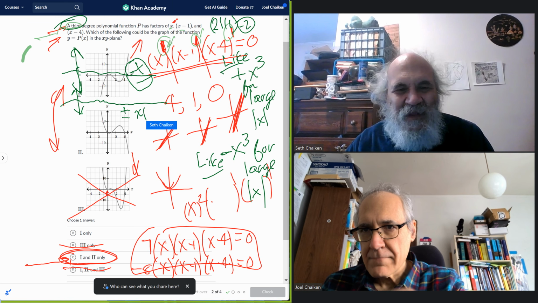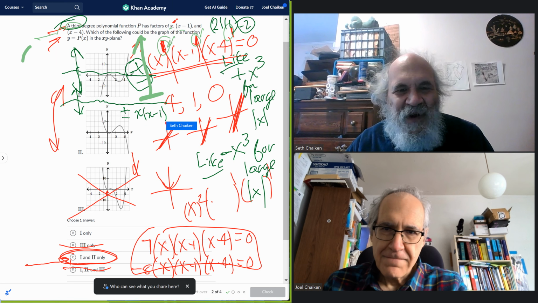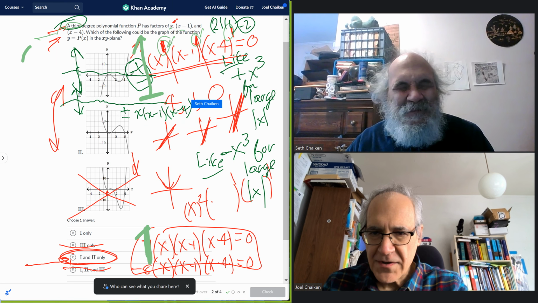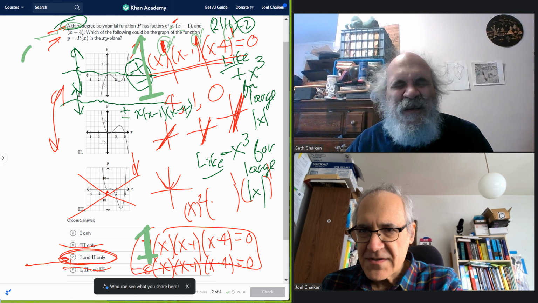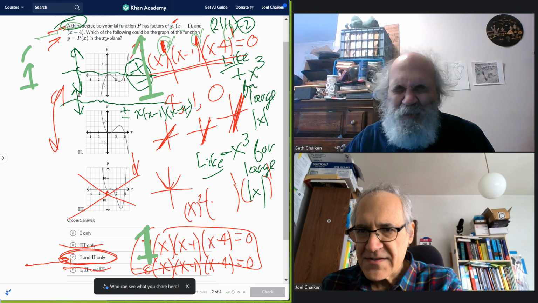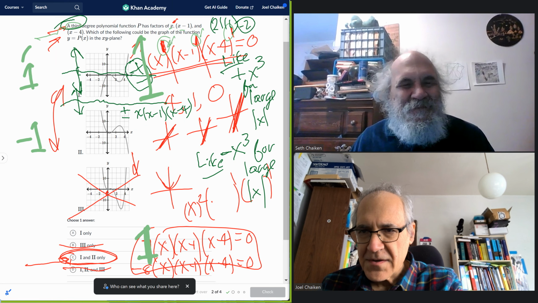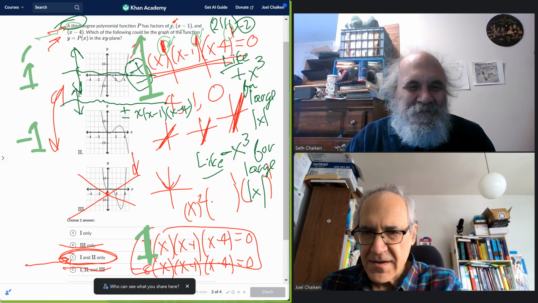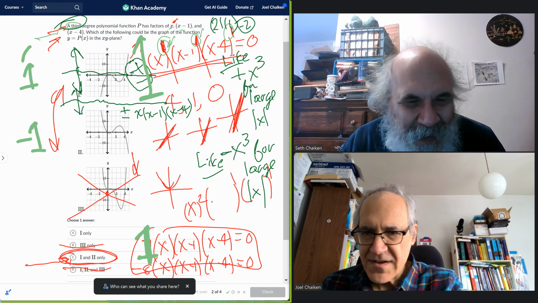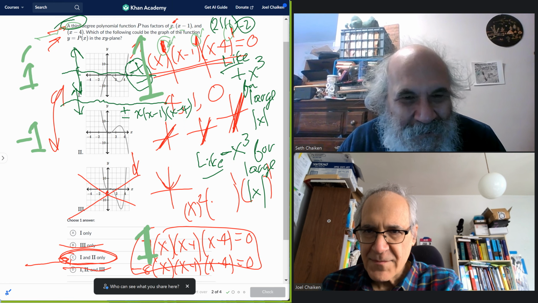x times x minus 1 times x minus 4. They had their coefficient be a 1 here. Yeah, exactly. So this is a 1. This is a negative 1. And this doesn't apply.